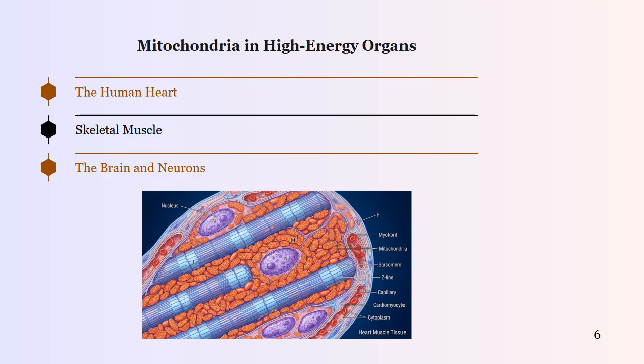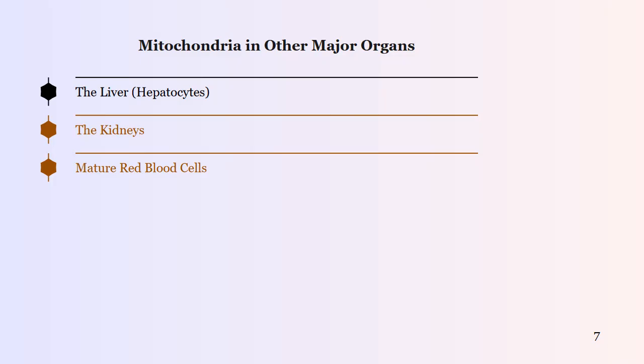Skeletal muscle. Muscle fibers, particularly slow-twitch fibers, possess high mitochondrial density to fuel prolonged physical exertion. The brain and neurons. Neurons consume massive amounts of ATP to maintain ion gradients for electrical signaling, relying heavily on synaptic mitochondria.